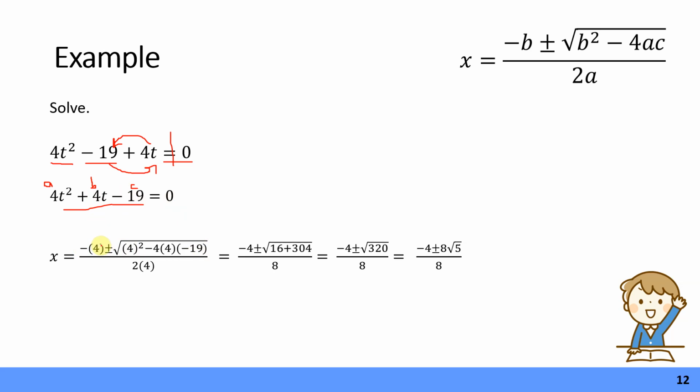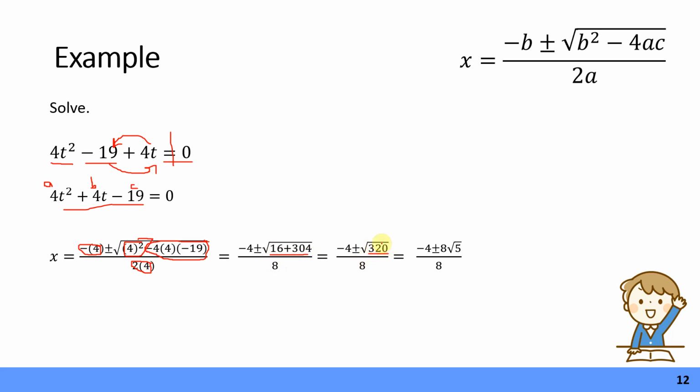And then again, like I told you, you simplify this. So negative times the positive 4 gives me negative 4. 4 squared gives me 16. Negative 4 times 4 times negative 19, I put that in my calculator and it gives me positive 304. And then 2 times 4 gives me 8. And then 16 plus 304 gives me 320. And this is where I'm at right now.